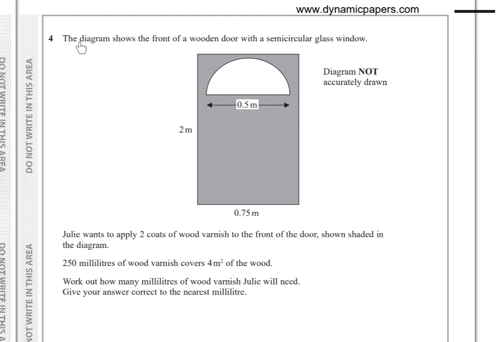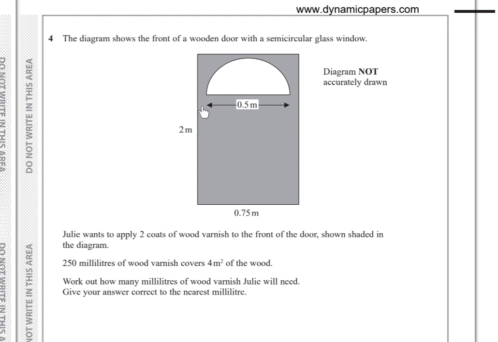Number 4. The diagram shows the front of a wooden door with a semicircular glass window. Jolly wants to apply 2 coats of wood varnish to the front of the door, shown shaded in the diagram. 250 milliliters of wood varnish covers 4 meters square of the wood. Work out how many milliliters of wood varnish Jolly will need. Give your answer correct to the nearest milliliter.